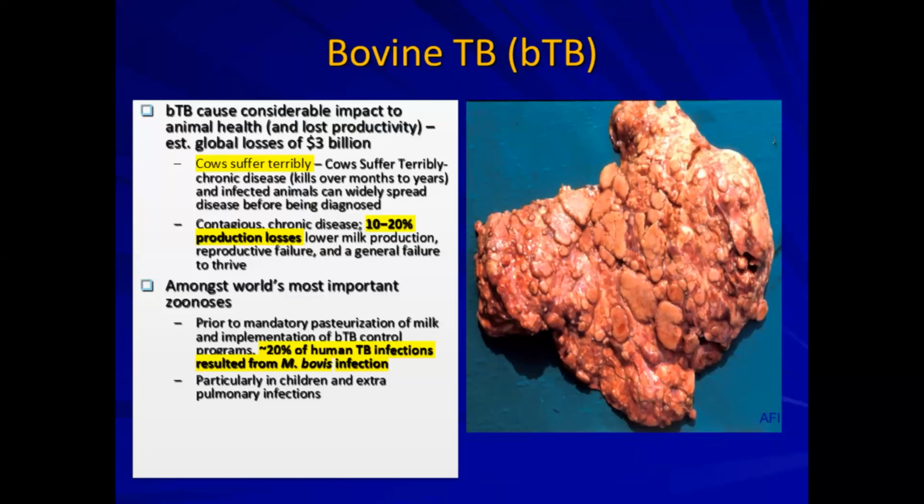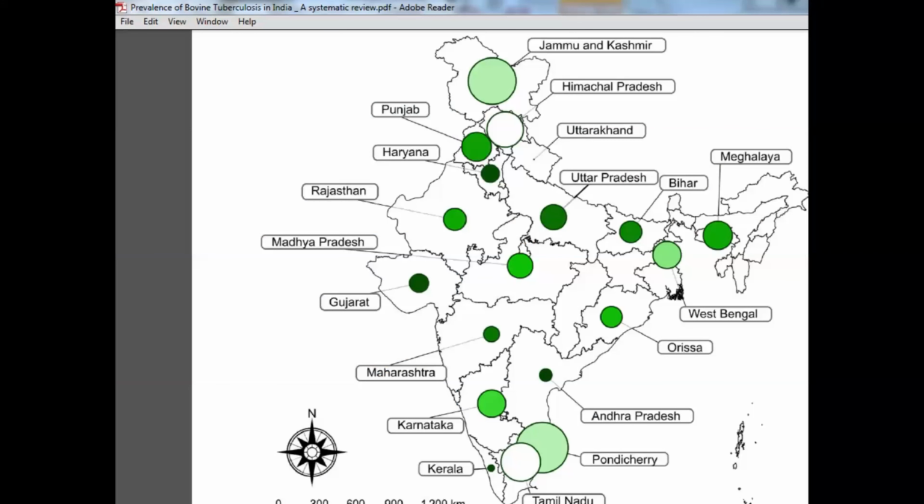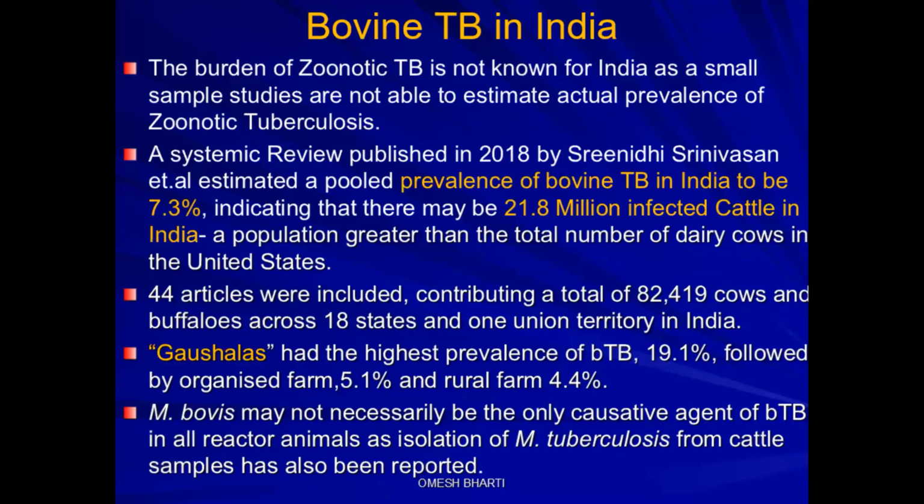This is a tuberculin test on a buffalo. You can see the shaded area. In the lung of the buffalo, you can see so many tubercles, typical tuberculosis. This is a study area; very few studies on zoonotic tuberculosis have been done, and they have been compiled by Shirinidhi, who has done this meta-analysis on zoonotic tuberculosis in India.